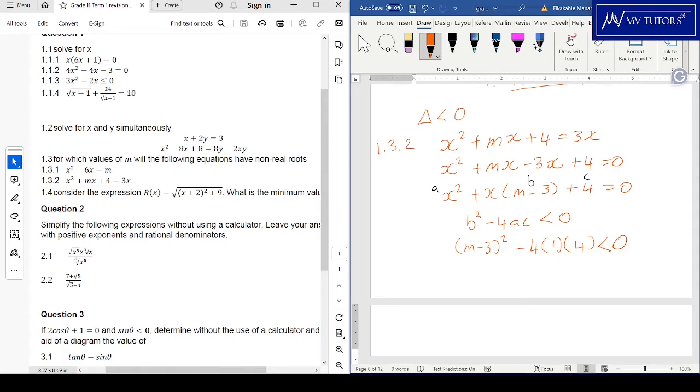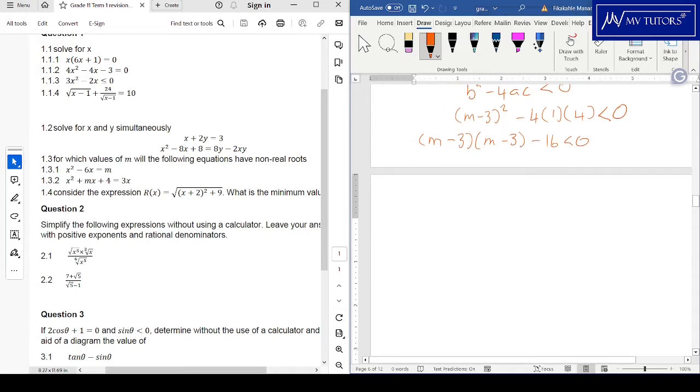Don't try to be a hero. You see a square, just open 2 brackets. I prefer that because it's very easy to make a mistake. 4 times 4 is 16. All of this is still less than 0.